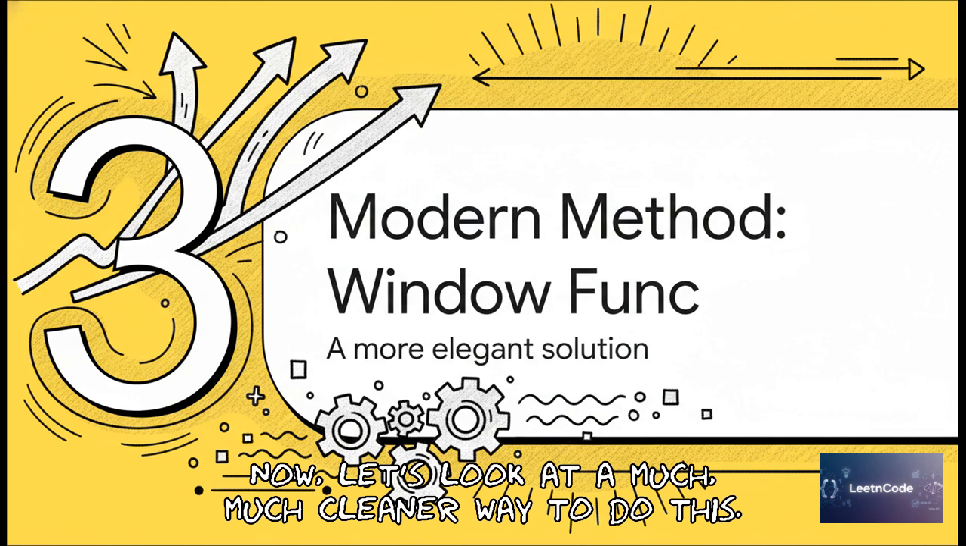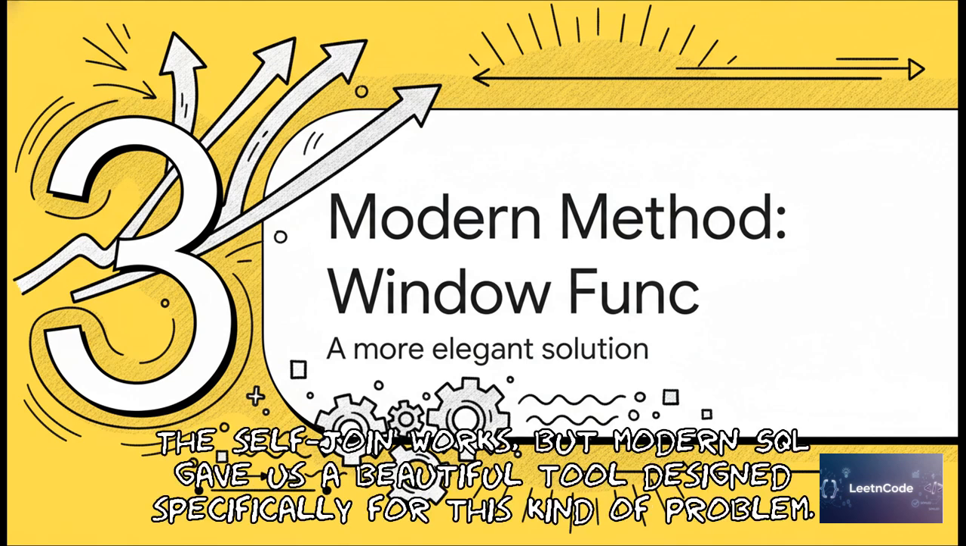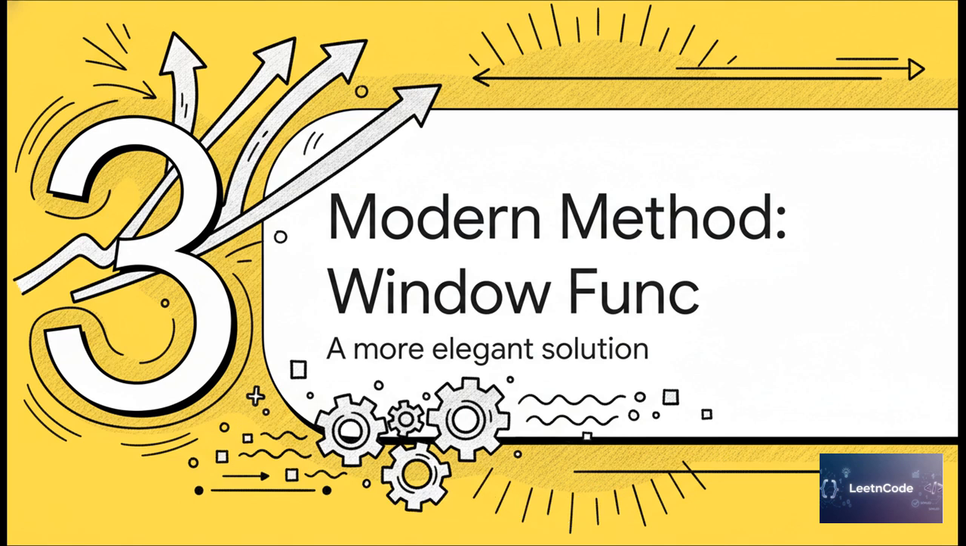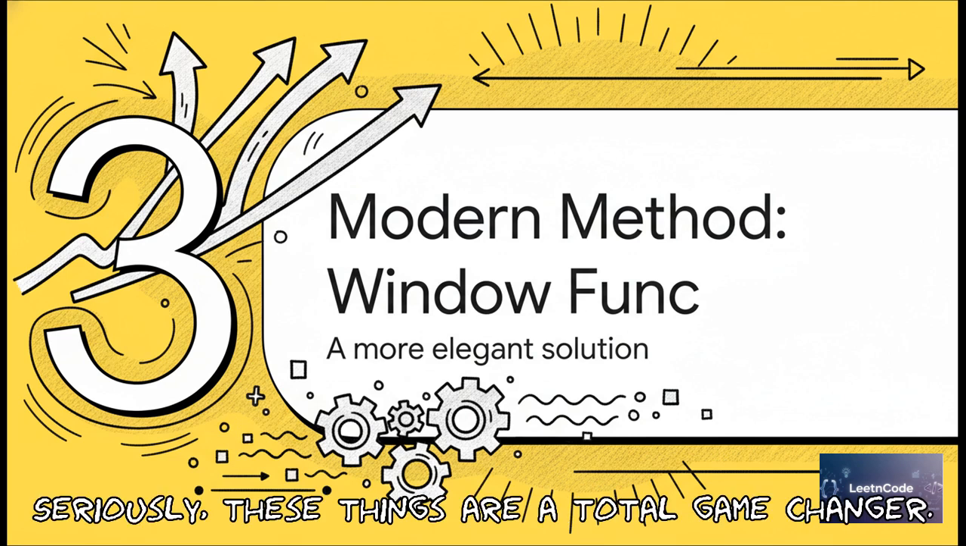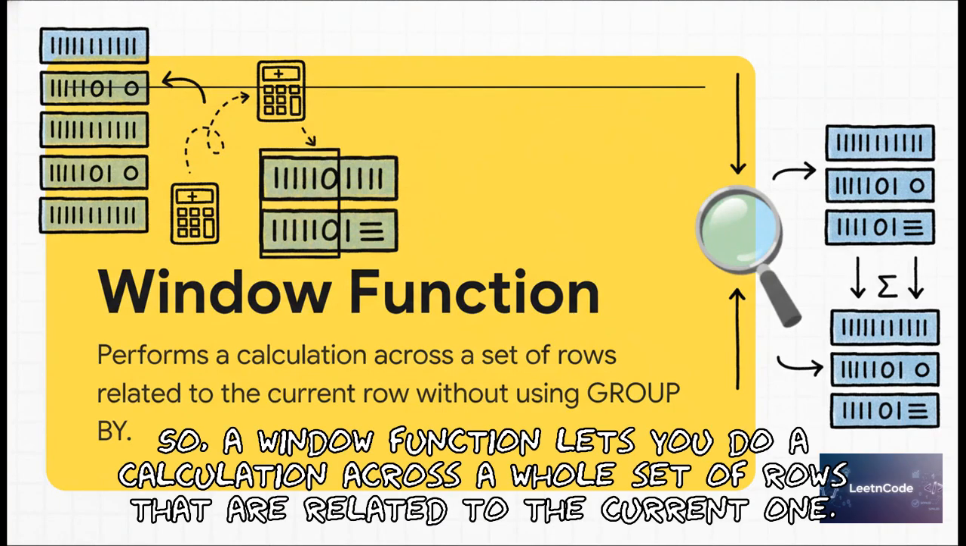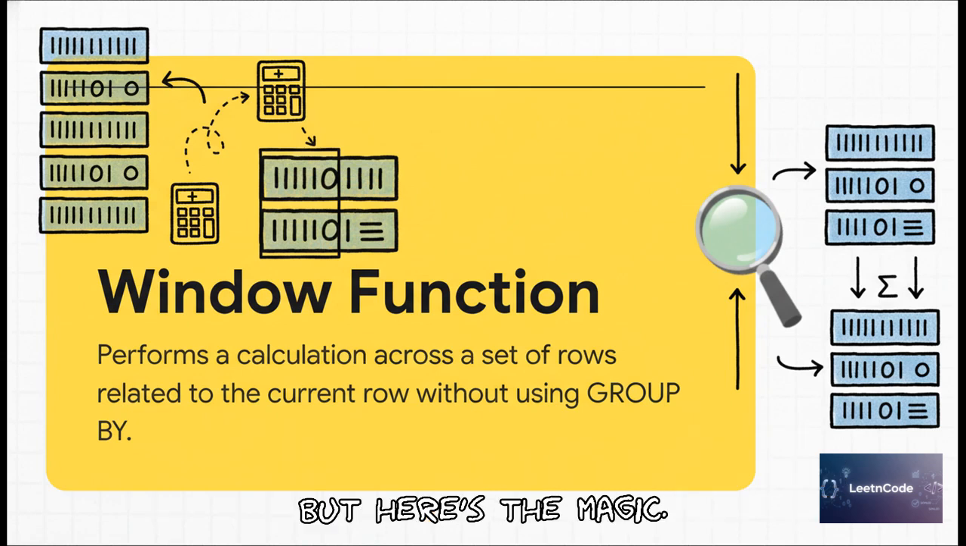Now, let's look at a much cleaner way to do this. The self-join works, but modern SQL gave us a beautiful tool designed specifically for this kind of problem: window functions. Seriously, these things are a total game changer. So a window function lets you do a calculation across a whole set of rows that are related to the current one. But here's the magic.